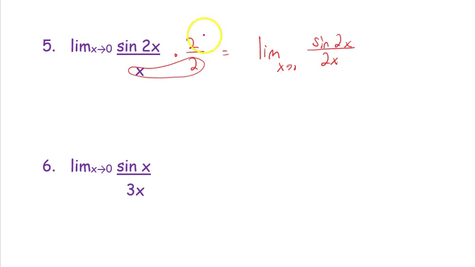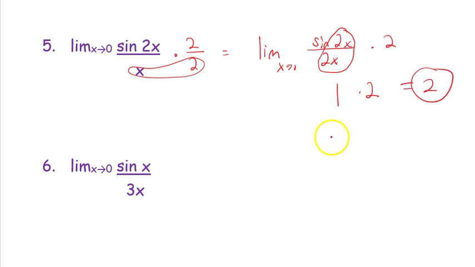2x on the top. Now, what do I do with this 2? I'm going to put it over here beside of it. Okay, now these match, and the limit of this part is 1. But I still have that 2, so I bring that 2 down, and 1 times 2 is 2. So the answer to my problem is 2.